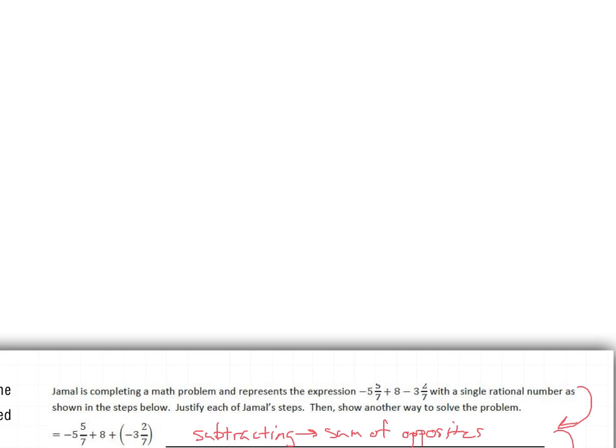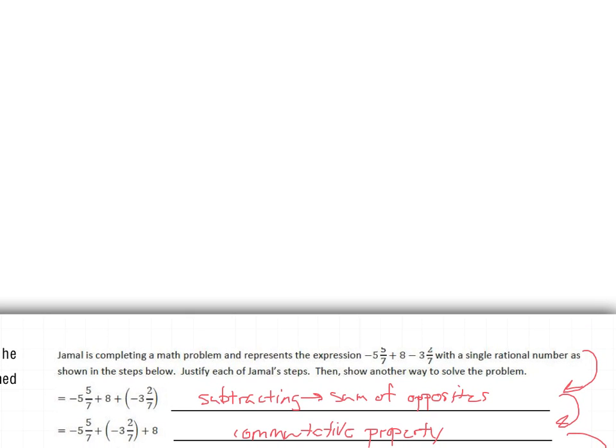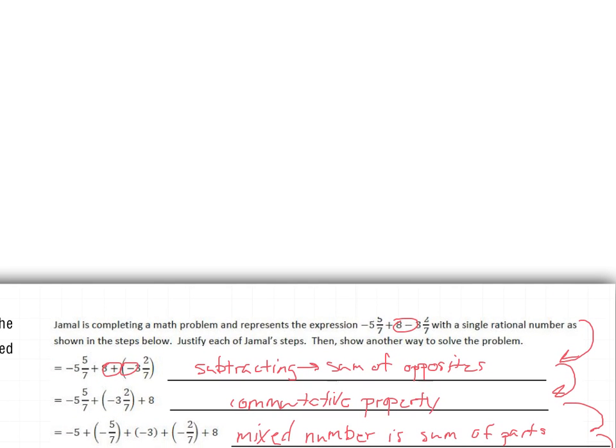Okay, so let's look through each of these steps individually. The first one, we see we've gone from up here where we have a subtraction to down here where we've changed it to adding the opposite. So our justification here is that subtracting is the same as the sum of its opposites. Looking at the next one, the change is we've changed the order. So we went ahead and moved this addition to the front. And it looks like the reasoning for that was to get our two mixed numbers that had common denominators together.